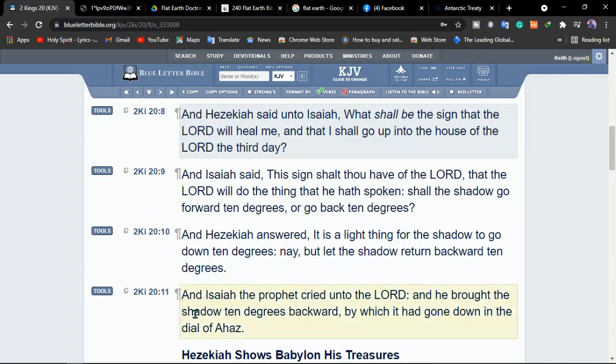Look at this. We'll read to 11. And Hezekiah said unto Isaiah, what shall be the sign that the Lord will heal me, and that I shall go up into the house of the Lord the third day? Hezekiah is asking. And Isaiah said, this sign shalt thou have of the Lord, that the Lord will do the thing that he has spoken: shall the shadow go forward ten degrees, or go back ten degrees? What shadow is going back? So if the shadow is going back, it means the sun is moving back. I don't know if you're getting the point here.